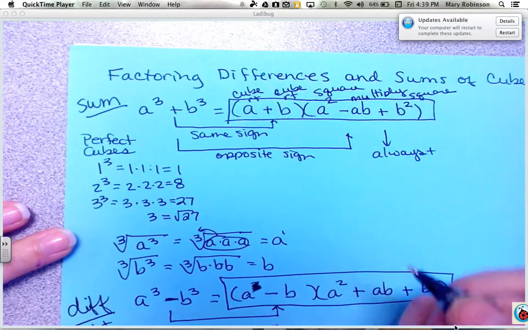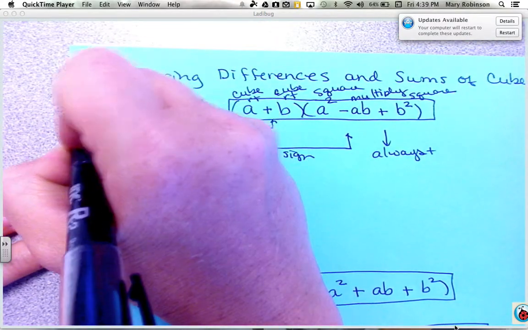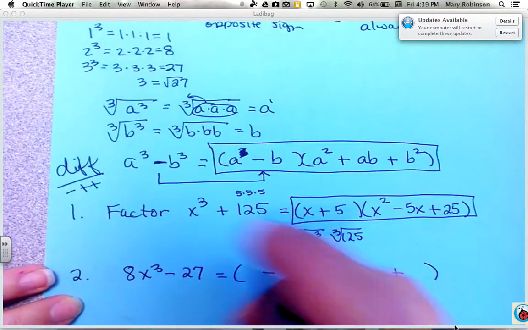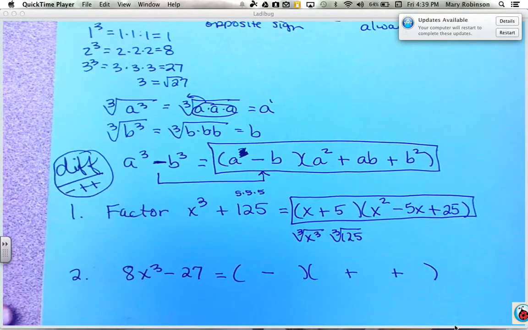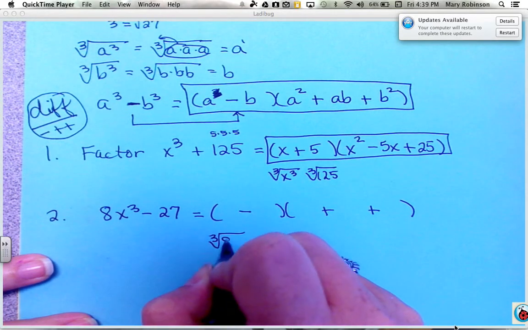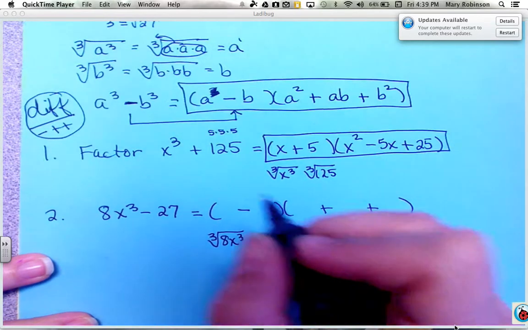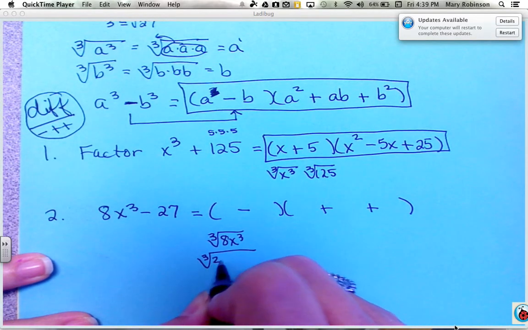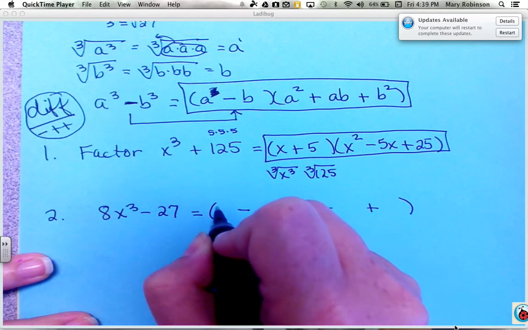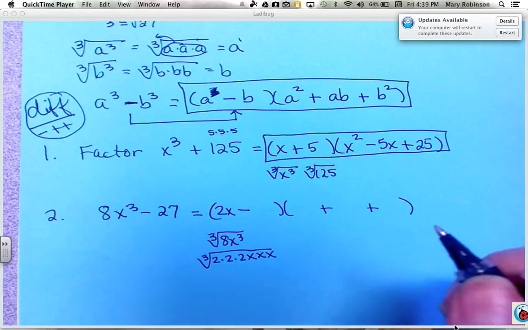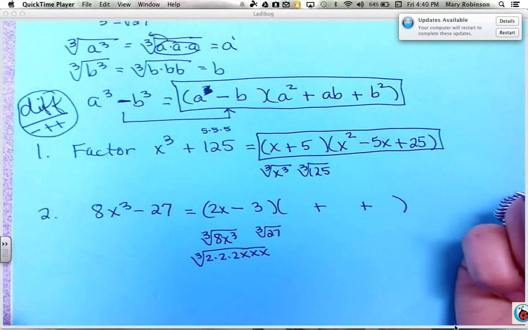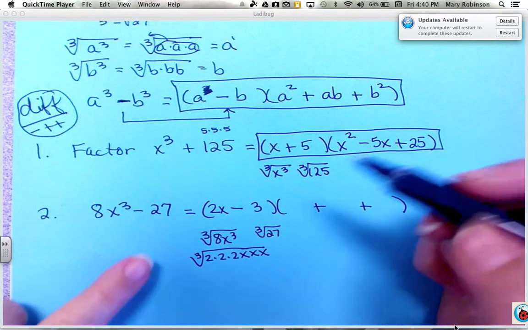And then under sum, why don't we come up here and say plus minus plus. So maybe you'll remember that. Your sum is plus minus plus, difference minus plus plus. Okay? So next, again, we want to take the cube root of 8x cubed. So that would be, remember, 2 times 2 times 2 times x times x times x. So it's 2x. The cube root of 27 is 3, because 3 times 3 times 3.